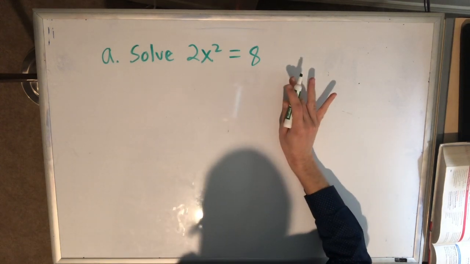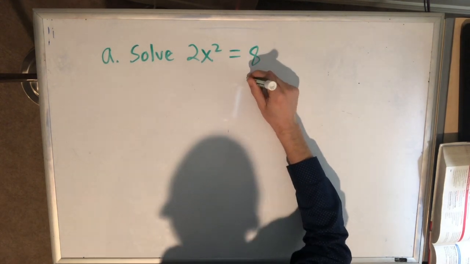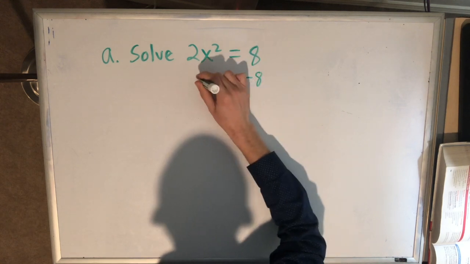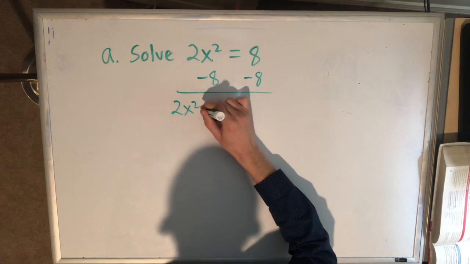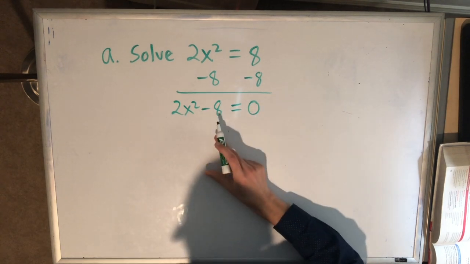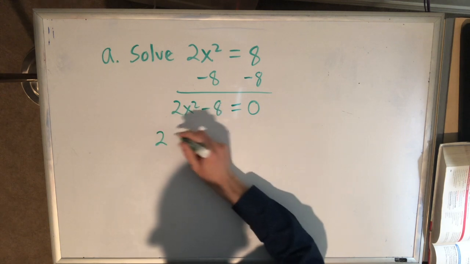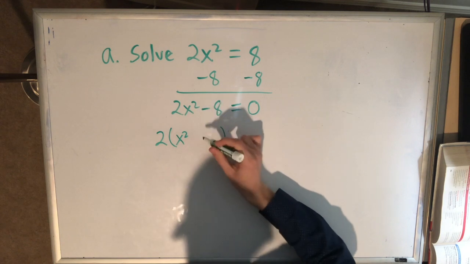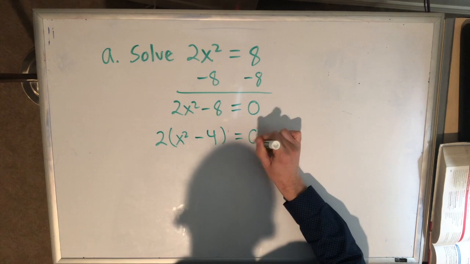One way we can do this, just to review a little bit, is to get everything over to one side and make it all equal to 0 by subtracting 8 from each side. That's 2x squared minus 8 equals 0. Now let's factor the greatest common factor, which is 2. 2 times x squared is 2x squared, and 2 times negative 4 is negative 8, equals 0.